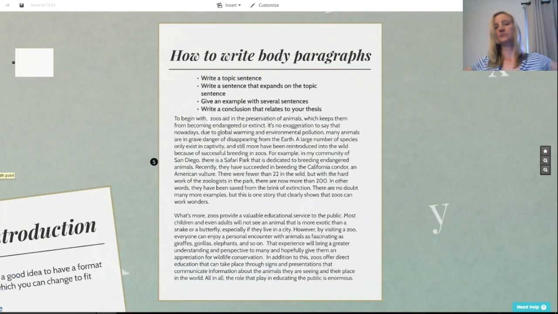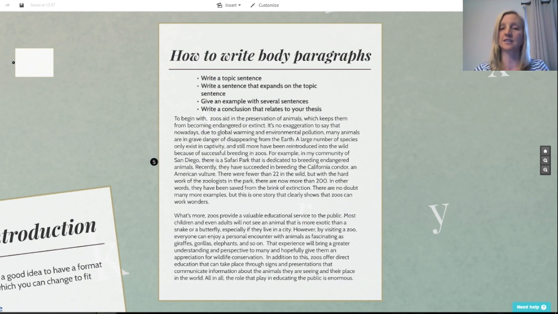Now let's take a look at how to write body paragraphs. I write 2. Some books say you can write 3, but my students find it a lot easier to write 2 and just develop those with a lot of reasons and examples instead of trying to come up with 3 separate ideas. Now you'll notice I start with a topic sentence that gives an argument.